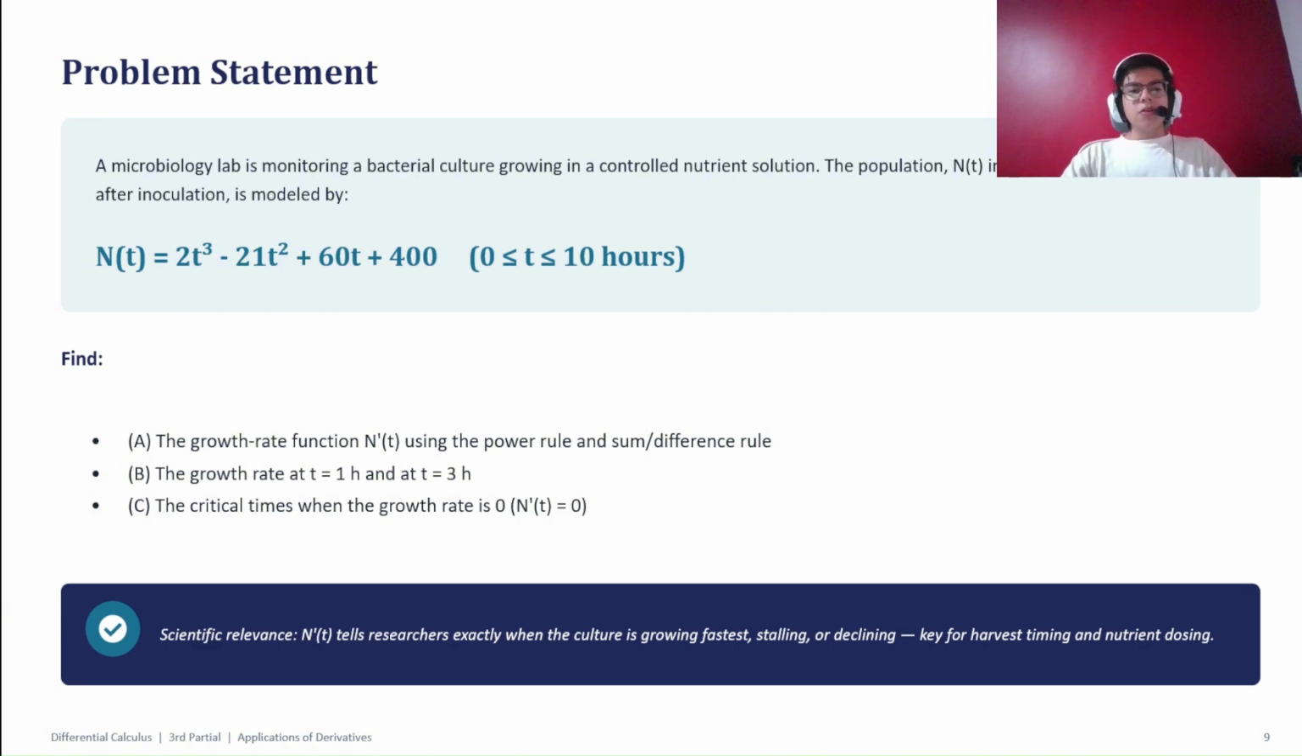A microbiology lab is monitoring a bacterial culture growing in a controlled molecular solution. The population N of t, in thousands of cells, t hours after inoculation is modeled by N of t equals 2t cubed minus 21t squared plus 60t plus 40,000.